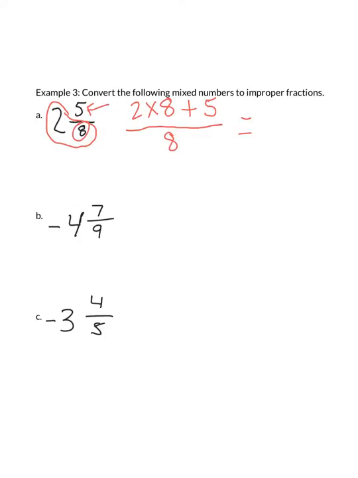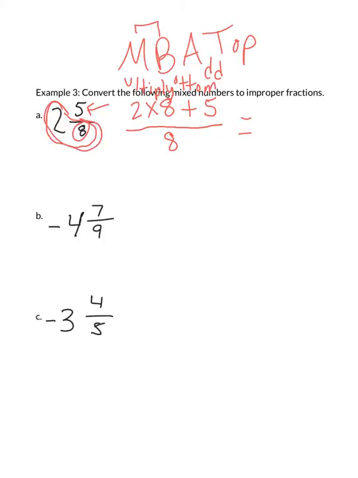So I have an acronym here, MBAT. I know that's not even a word, right? But M stands for multiply, B stands for bottom, A stands for add, T stands for top. So multiply by the bottom, add the top. So I took the number in front and I multiplied it by the bottom number. That's why I have the MB there. So I did 2 times the 8. AT stands for add the top, so I did add the top number.